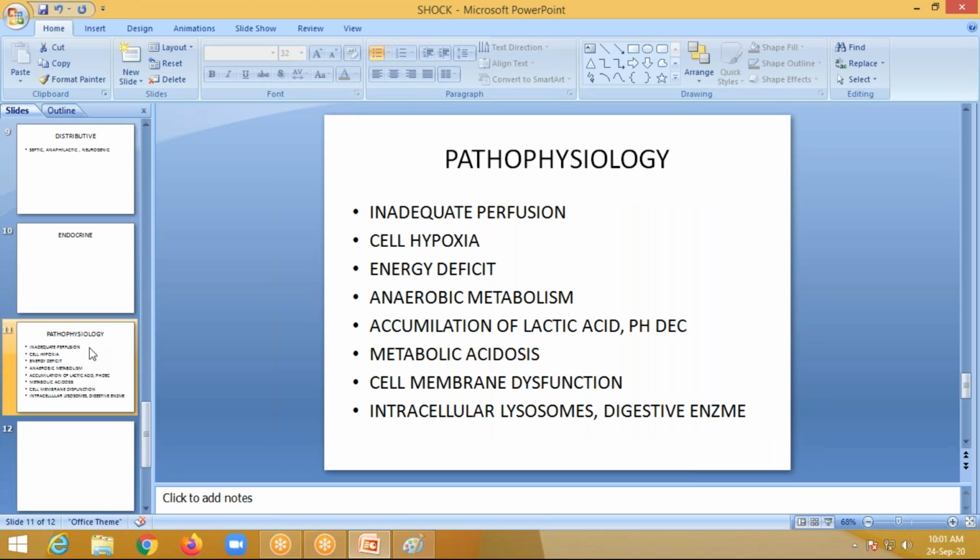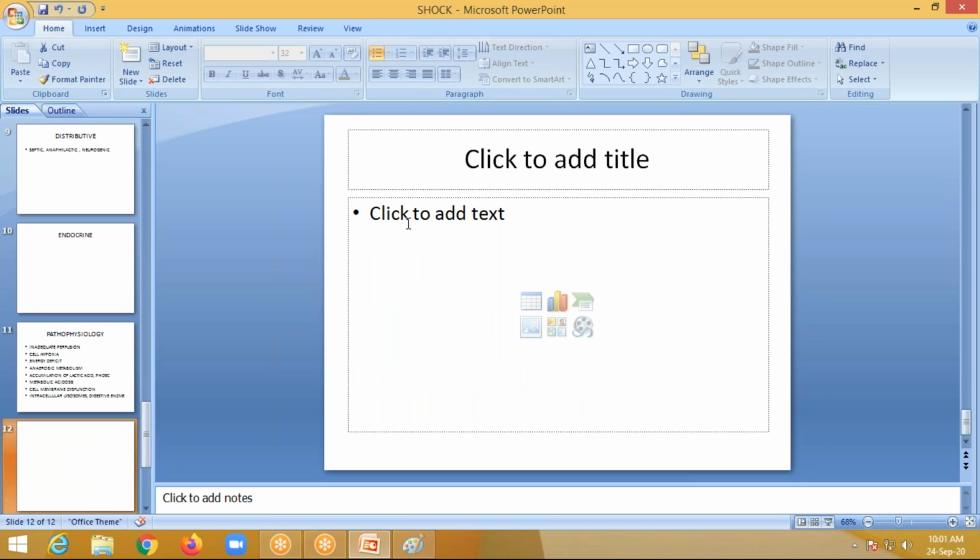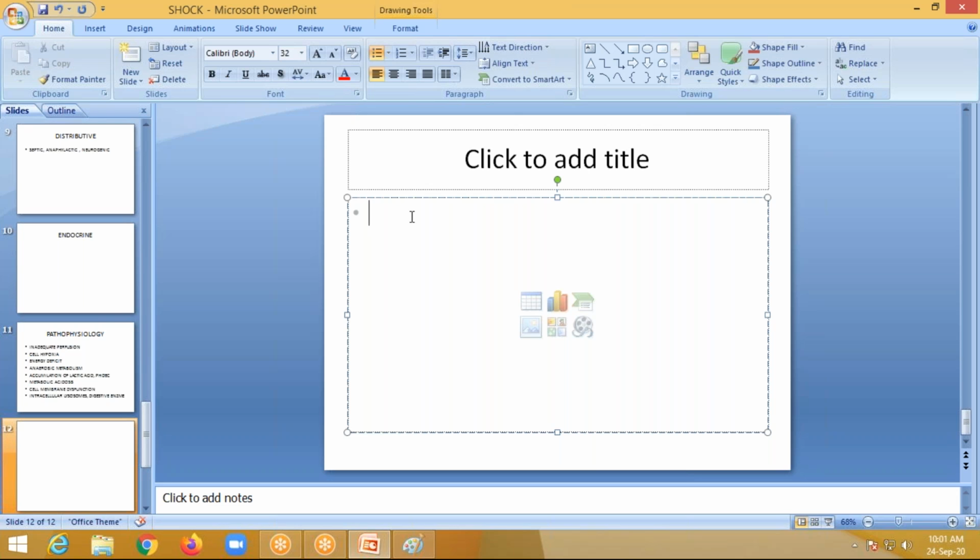Some components will be released like cytokines and interleukins. Cell membrane dysfunction leads to intracellular lysosome release. These lysosomes are nothing but suicide bombers. They will kill the cell. After cell death, breakage of the cell wall will occur, and toxic substances will be released. These substances you will learn in pathology only. Cytokines, interleukins, neutrophils, and others enter circulation.